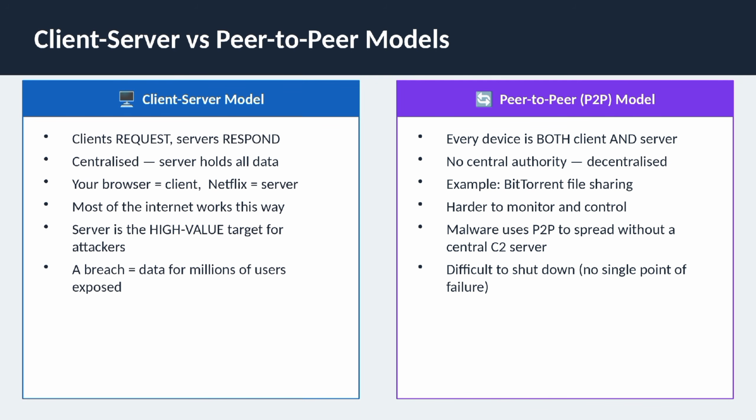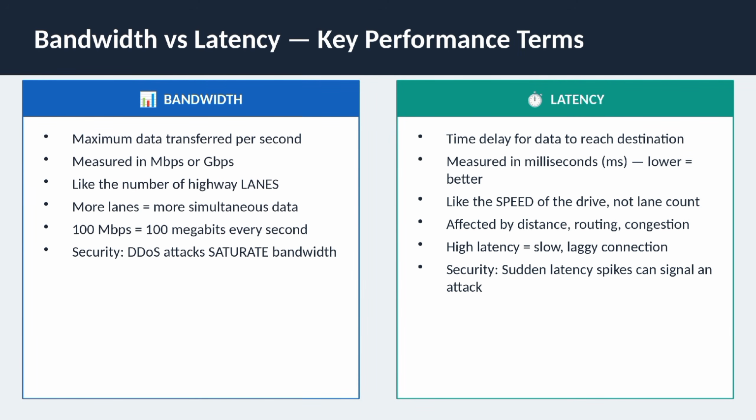In a peer-to-peer or P2P model, there's no central server. Every device is both a client and a server simultaneously. Think of BitTorrent. When you download a file via torrent, you're downloading pieces from many users at the same time, and you're also uploading pieces to others. Everyone shares with everyone. Cybersecurity relevance: P2P networks are harder to control and monitor. Malware sometimes uses P2P style communication to avoid detection, spreading from device to device without a central command server that could be shut down.